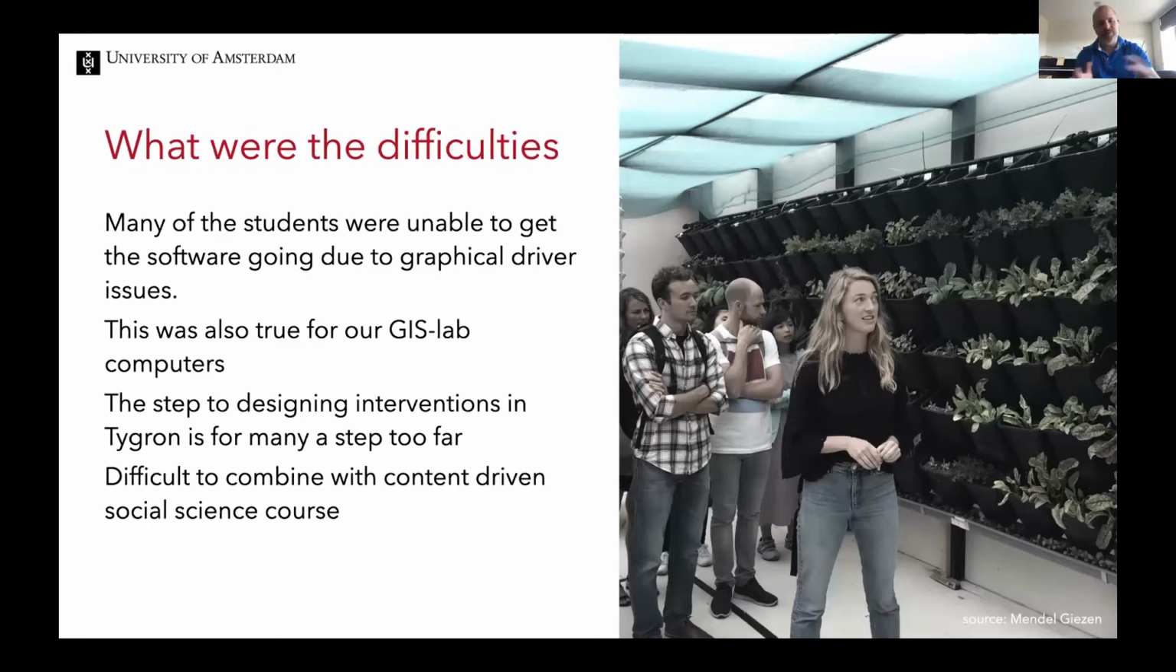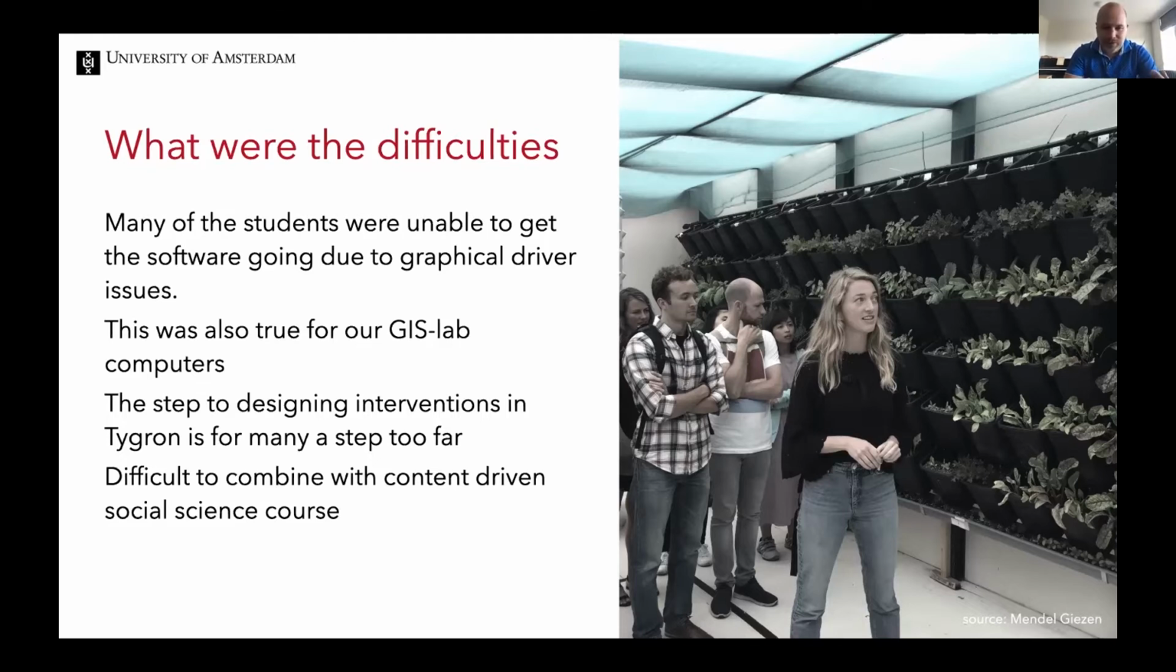And we also found that, because we have a very social science master program, for many of the students, designing the interventions to change the attributes and these aspects was really a step too far. Even with the tutorials online, they still found it quite difficult and challenging. And also challenging when things didn't work, how to actually get it to work. So that was quite difficult. And for me, of course, it's also difficult to help them because I'm also not a technical expert in the Tygron engine myself. So that was a difficulty.